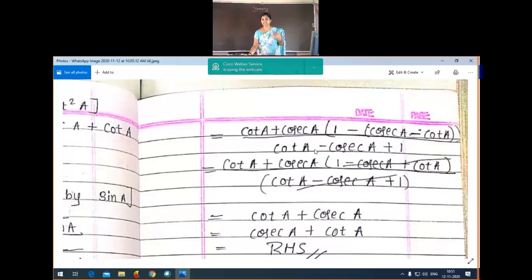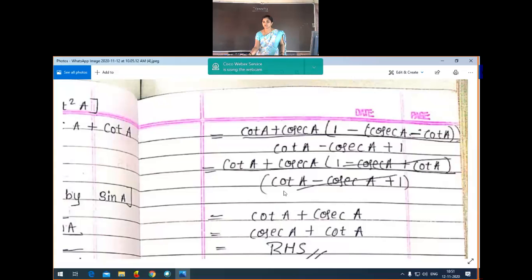Denominator we are fixing same. Next, cot A plus cosec A as it is. Here 1. Let us remove this inside bracket by operating this minus sign. 1 minus into cosec A is minus cosec A. Minus into minus cot A is plus cot A. Divided by, we are fixing this one as same denominator. Now observe the numerator and denominator. See here, 1 minus cosec A plus cot A. Here also cot A minus cosec A plus 1. Plus 1, plus 1. Minus cosec A, minus cosec A. Plus cot A, plus cot A.